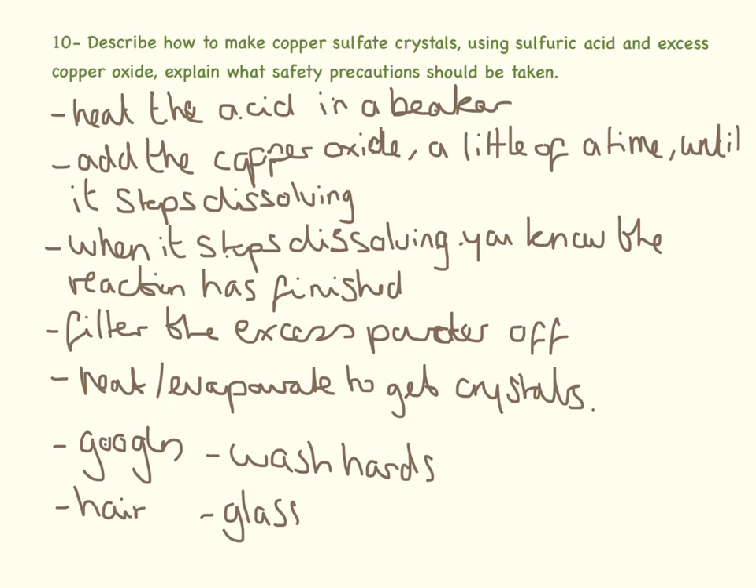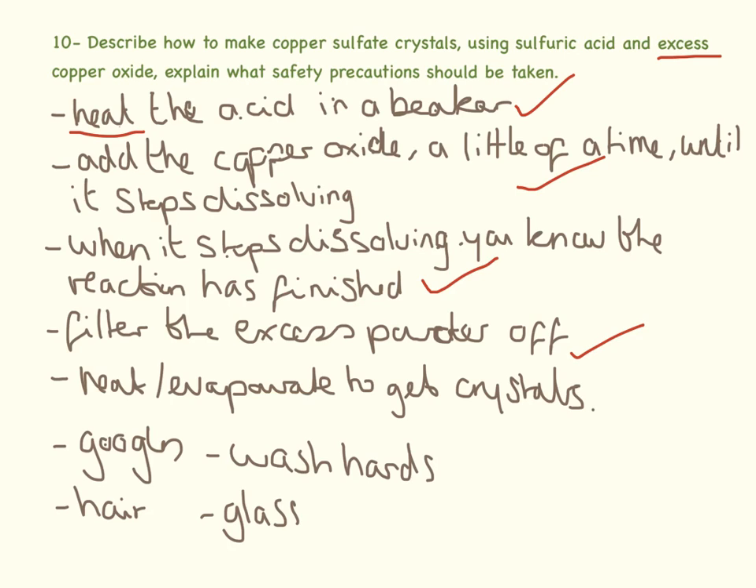So here's my method. You need to heat the acid in a beaker. Again, this is a really important word. There's no point just putting the acid in a beaker, you have to heat it. So add the copper oxide a little at a time until it stops dissolving. When it stops dissolving, you'll know the reaction has finished. This is really, really important when you see this word here, excess copper oxide. If it didn't say excess, it would say a specific amount, and then you should add that specific amount.